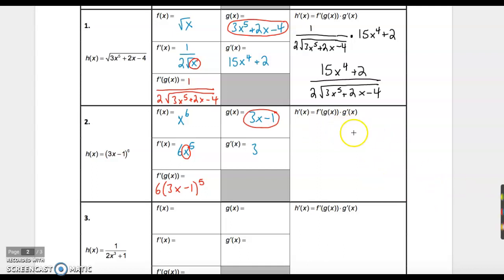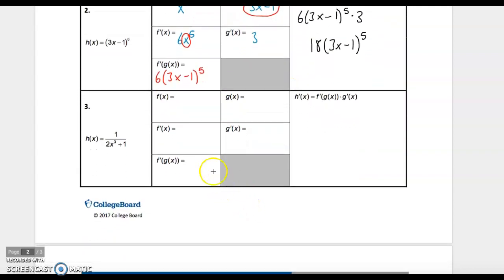My final answer in black. So 6 times (3x minus 1) to the 5th. Derivative of the outside, keep my inside the same, times the derivative of the inside, which is just 3. And so if we simplify that a little bit, you just get 18 times (3x minus 1) to the 5th.